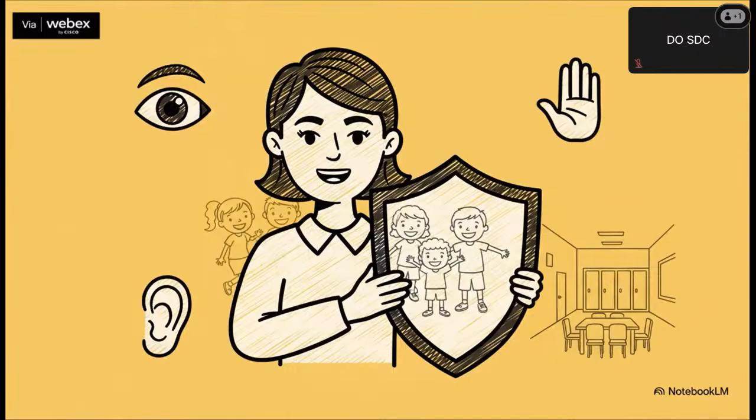Their job is to be watching, to step in the second they see something, to never just brush off a kid's report as drama, and to be present in those places like playgrounds and hallways where bullying tends to happen. They really do set the tone for the entire school.